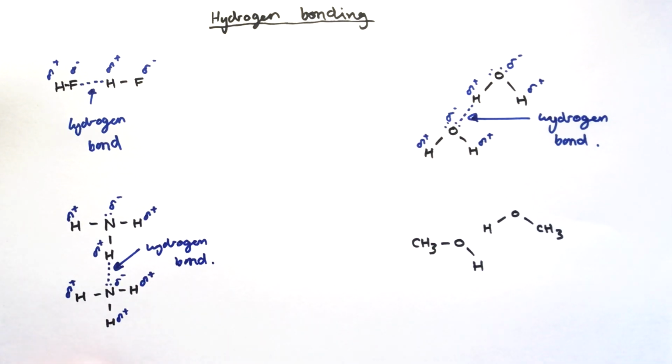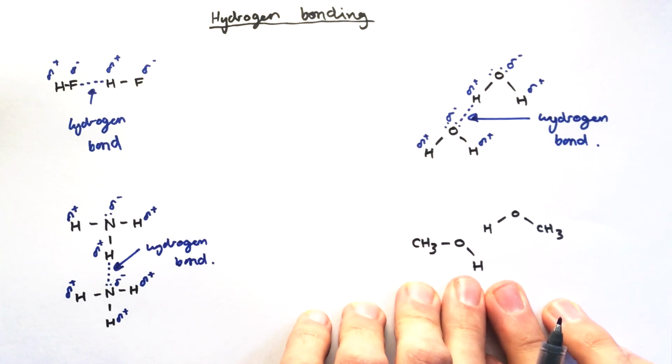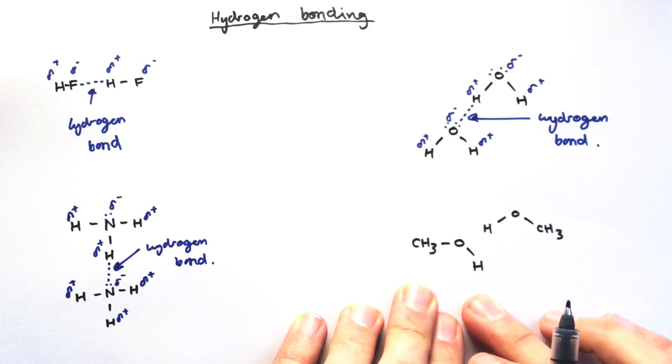Now, wherever you see a NOF element, nitrogen, oxygen or fluorine, bonded to a hydrogen, those molecules will generally form a hydrogen bond. So we have a look at the alcohol here. So I've drawn methanol out for you.